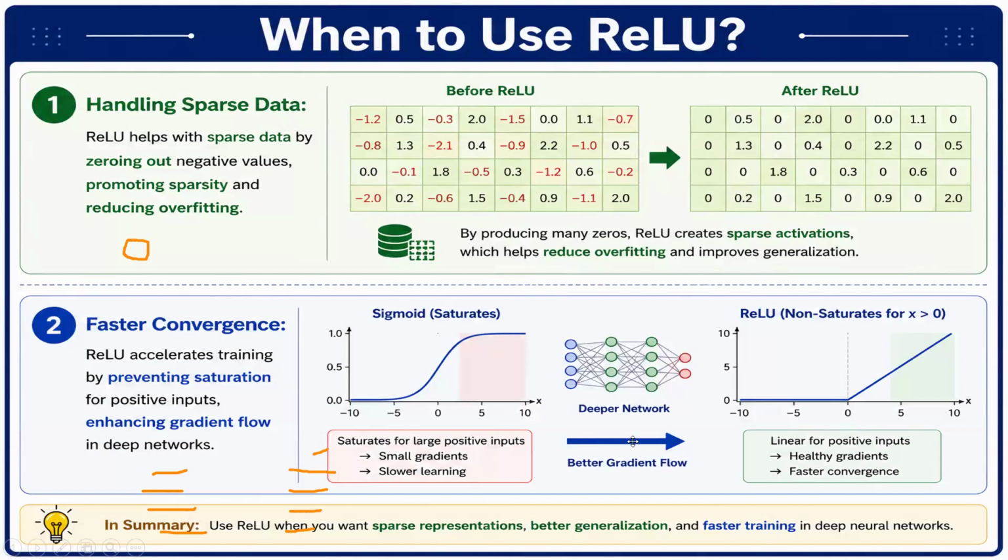Now next is when to use ReLU. Suppose we want to handle sparse data, then we can use ReLU. Here most of the values are negative, so we can make them 0. So in this case we can use ReLU. Then faster convergence. ReLU accelerates training by preventing saturation for positive inputs and enhancing gradient flow. For positive values, you will always get the maximum value, so you will get faster convergence of the algorithm.